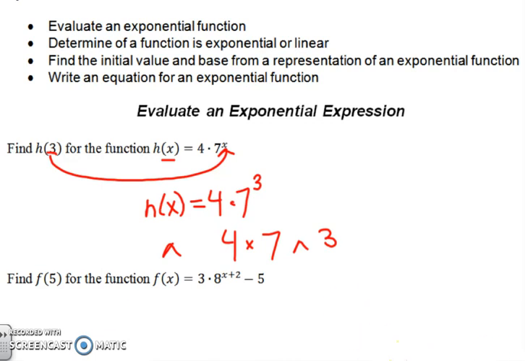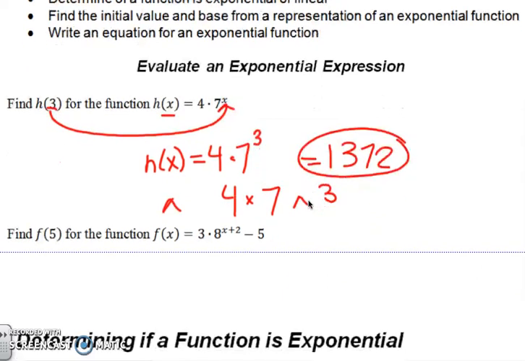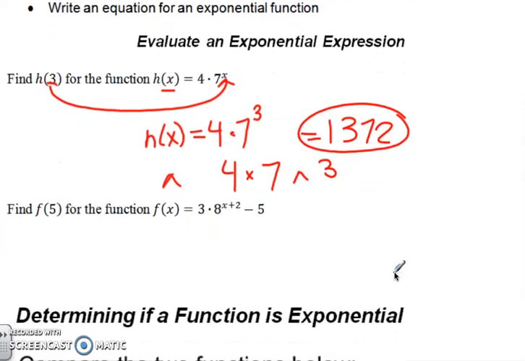Once you type that in the calculator, let's do that together. So 4 times 7 and raise it to the third. You should get 1,372. So if you did not get that, you should raise your hand and I can show you how to type that in the calculator. Otherwise, let's try this last one.